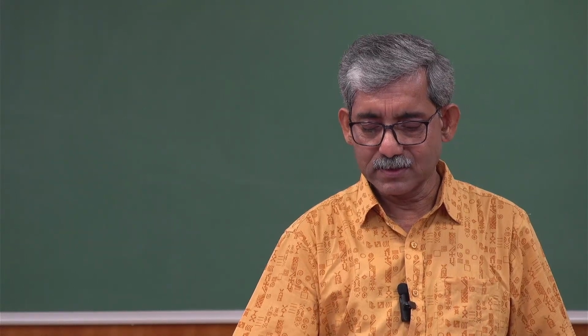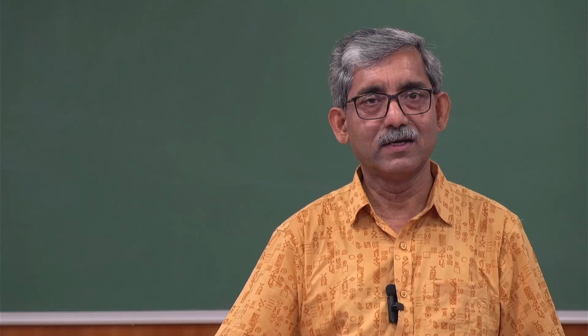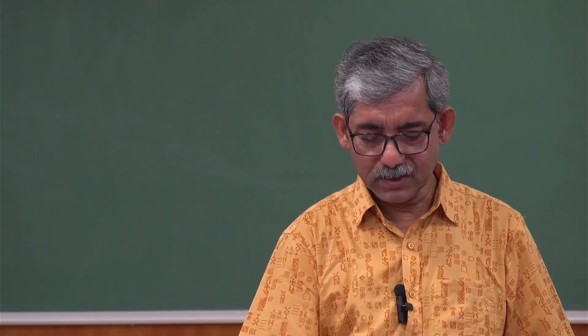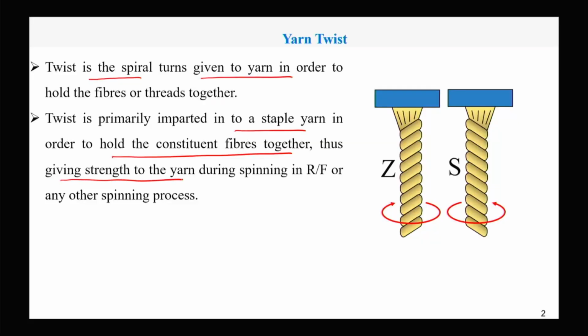So primarily this is imparted on the staple yarn, which gives the strength in the yarn. Also we impart twist in the filaments. So staple yarn, definitely we need twist to hold the fibers together and to impart strength on it.